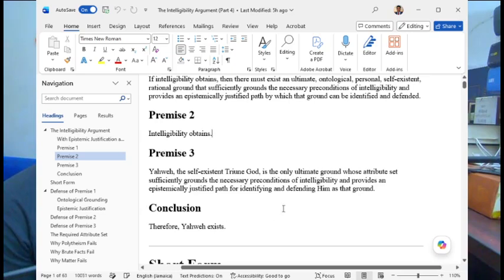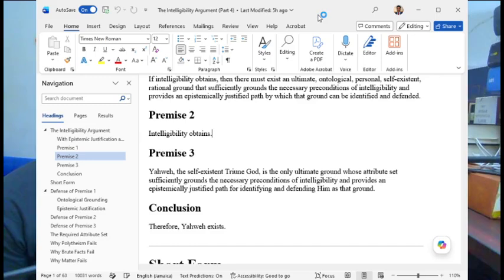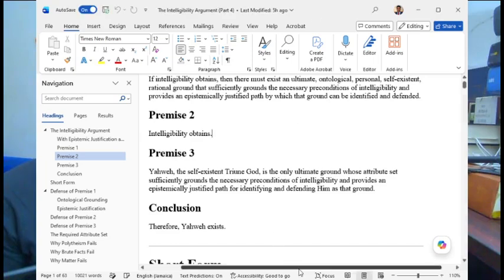Conclusion: Therefore, Yahweh exists. No, you couldn't make up something like that and use an argument like this to prove it, because P3 is based on transcendental analysis of all of the natured entities that claim to be ultimates. And we show that if they were the ultimate, then what you would have is transcendental impossibility, that they would make the intelligibility of the universe impossible.